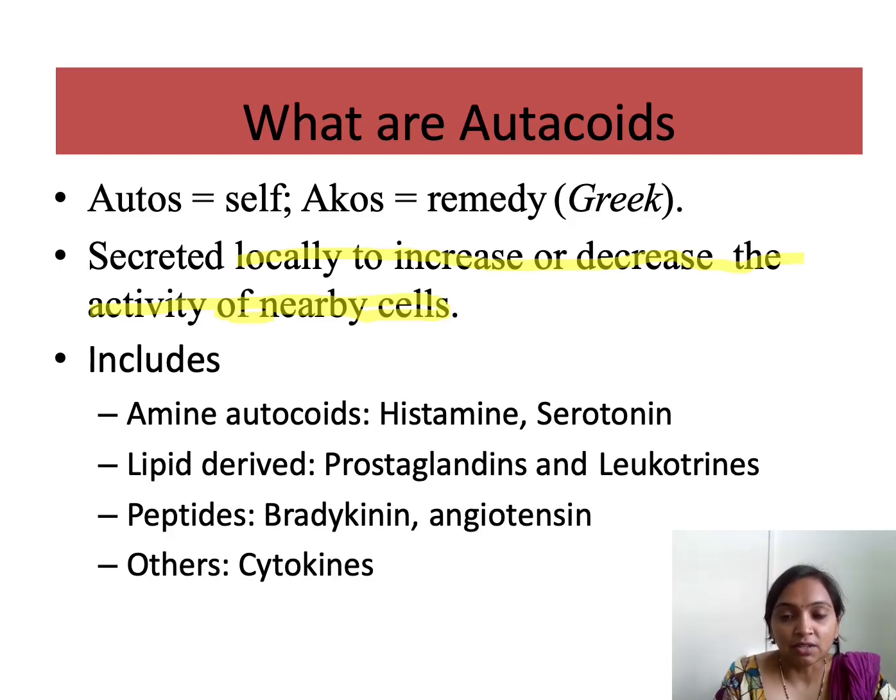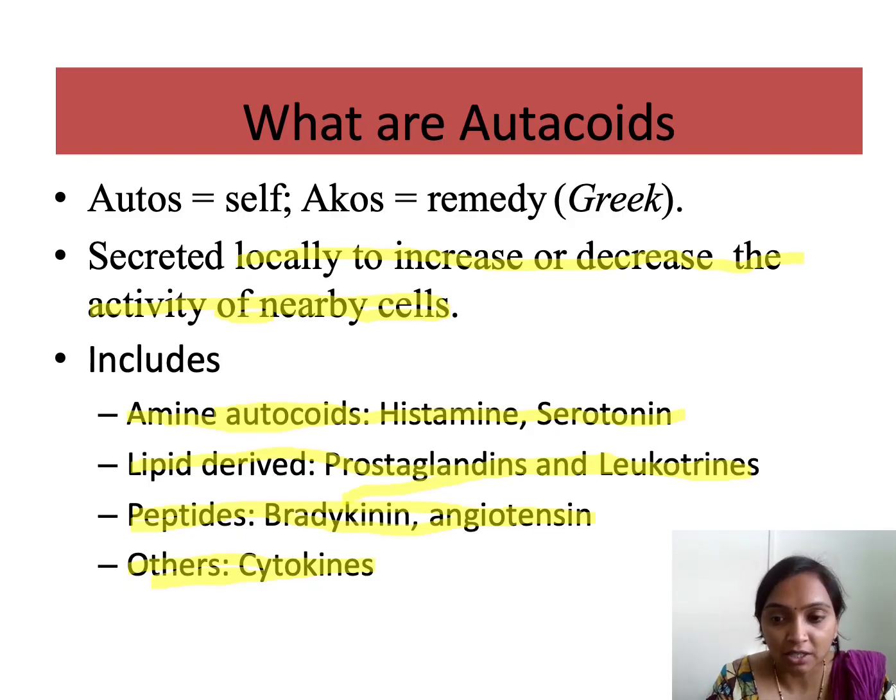for its survival. And these autocoids are mainly divided into amine autocoids, which include histamine and serotonin, and lipid derivatives, which are prostaglandins and leukotrienes, and peptide derivatives, that is angiotensin and bradykinin, and a few other substances like cytokines are also autocoids, which will produce some self remedy for a cell.